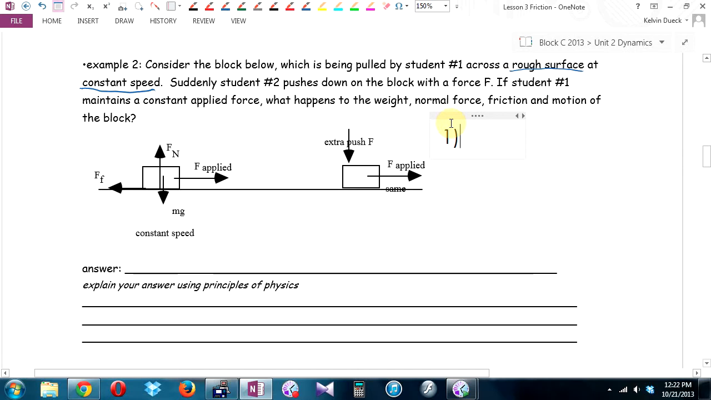What happens to the weight? What is weight? So W equals mg. Does the mass of the bench change? Does g change? So what happens to the weight?